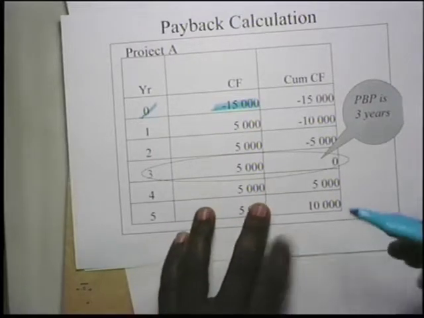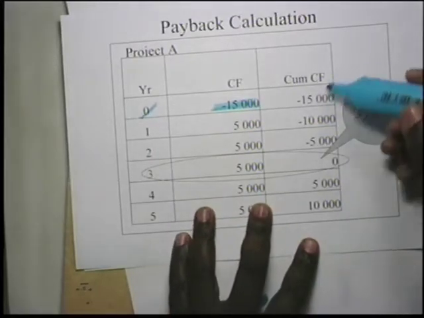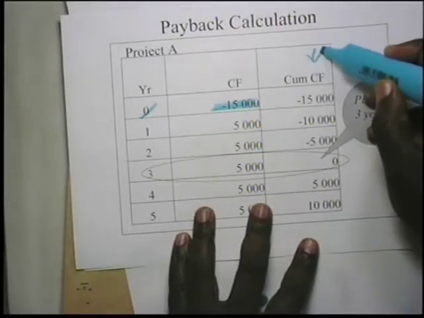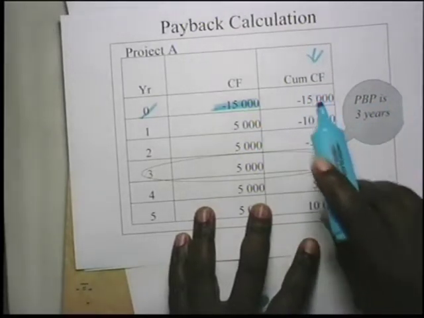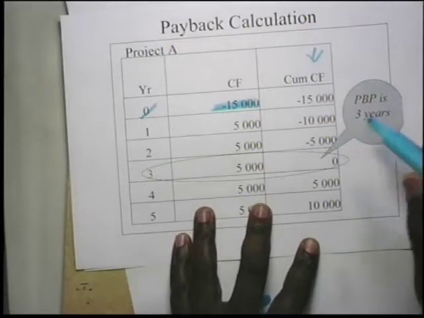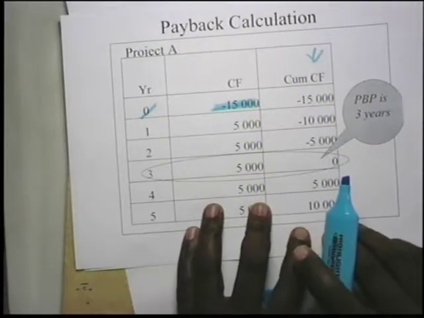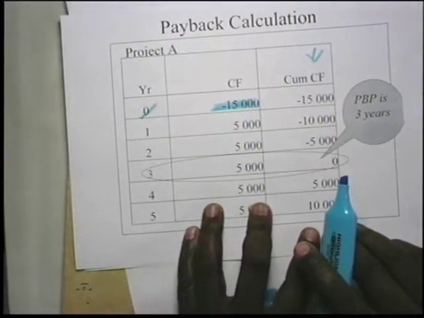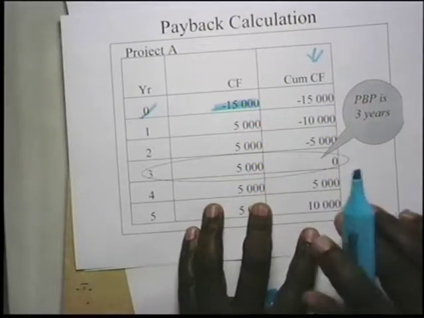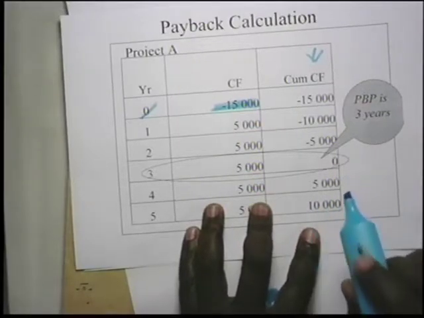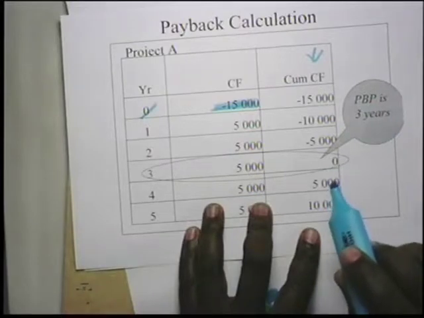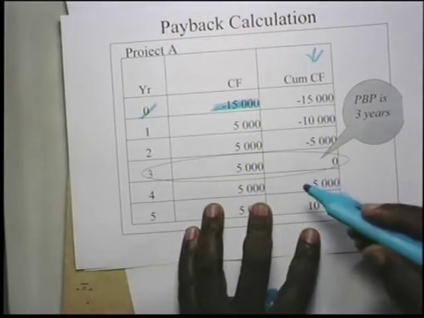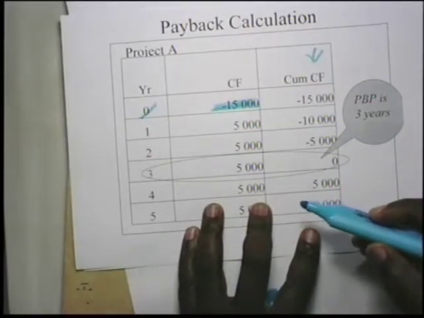Well, now, we need to come up with the third column, cumulative cash flows. The CF stands for cash flows. Now, when we say we want to determine the payback period, we want to determine the year in which the project would have recovered everything, or every amount that was invested into it.